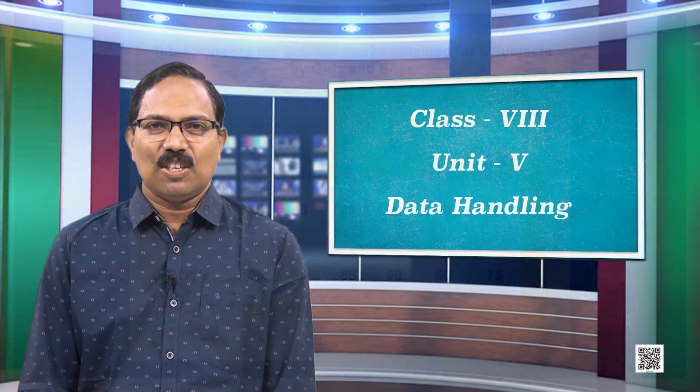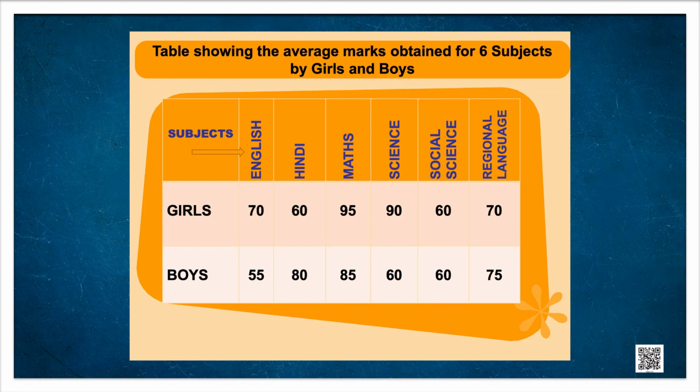Students, look into the data given. The average marks obtained for girls and boys students of 8th standard in all the 6 subjects are given in the table. The 6 subjects are mentioned: English, Hindi, Maths, Science, Social Science, Regional Language. And the marks obtained for girls are 70, 60, 95, 90, 60, 70. Marks obtained for boys are 55, 80, 85, 60, 60, 75.